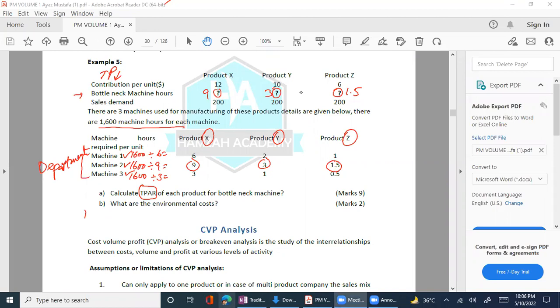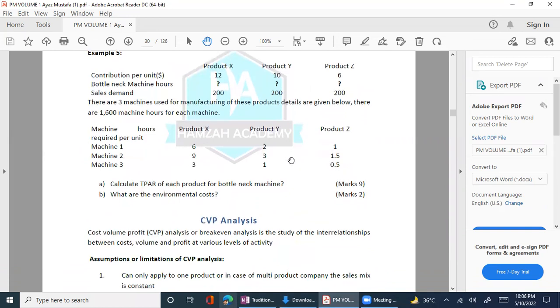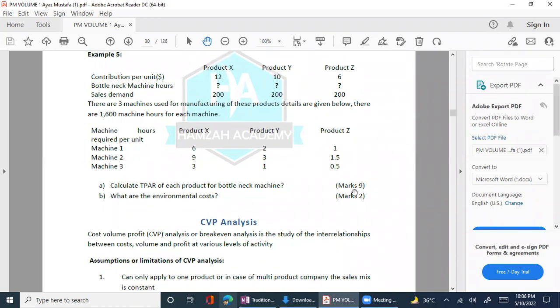Okay. You are not able to find the fixed cost. Let me read it. Yes, fixed cost is missing. So I will solve it up to the extent it can be solved. This is contribution per unit, and we have identified that this is 9, this is 3, and this is 1.5. So we will convert this to throughput per hour.